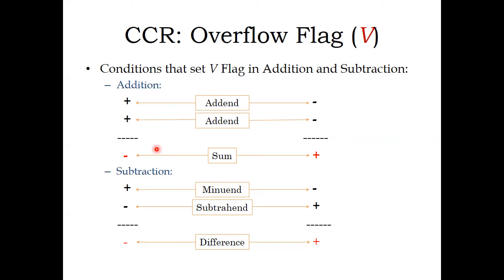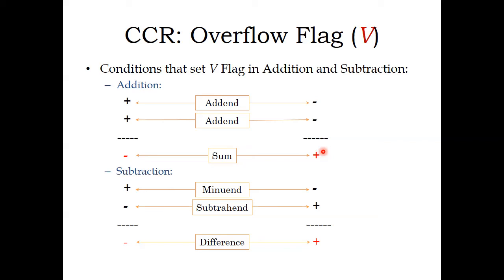Here we are showing the V flag in case of addition and subtraction. If you are doing an addition, look at this slide very carefully. This is important for the V flag. If you are adding two positive numbers and the result, the sum, is negative, or if you are adding two negative numbers but the result is positive, then the V flag is set.